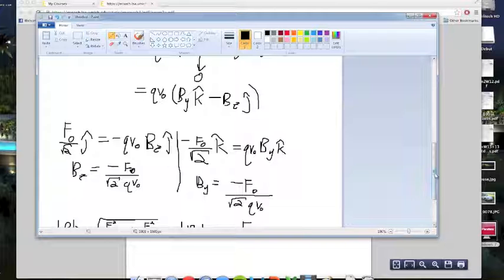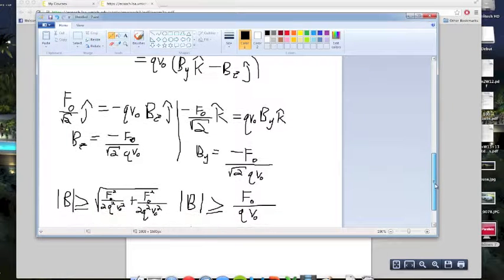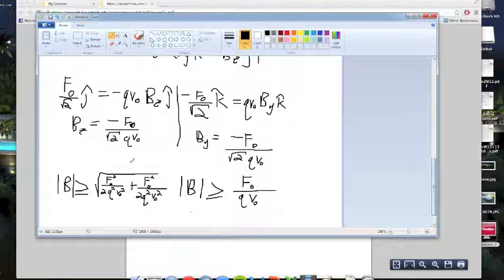From there, we find the magnitude of the magnetic field by squaring all the components of the magnetic field. So we're going to square the bz term, get F naught squared over 2 q squared v naught squared, plus square the by term, F naught squared over 2 q squared v naught squared. And since the bx term is 0, we can ignore that. You add these two terms together and take the square root, and you're going to get that the magnitude of the magnetic field is greater than or equal to F naught divided by q v naught.